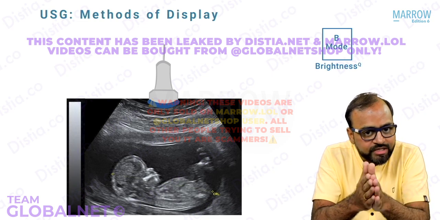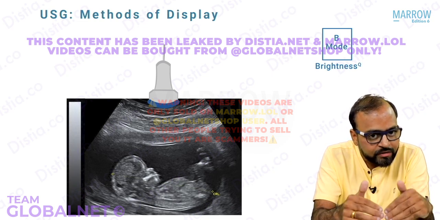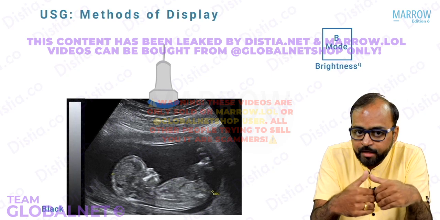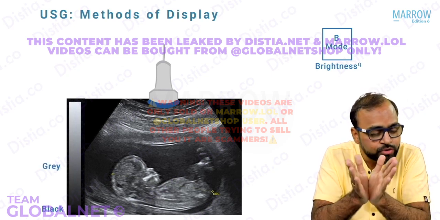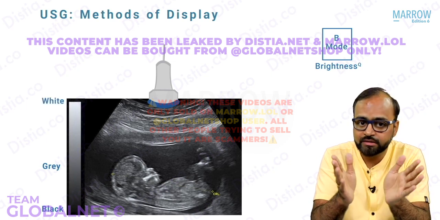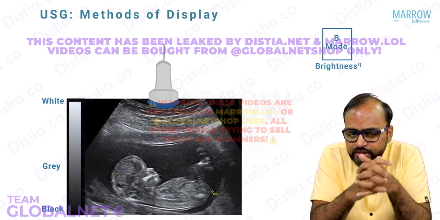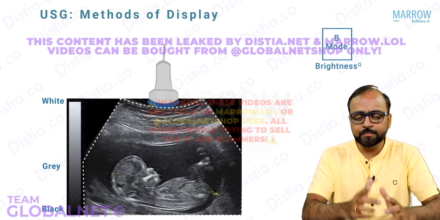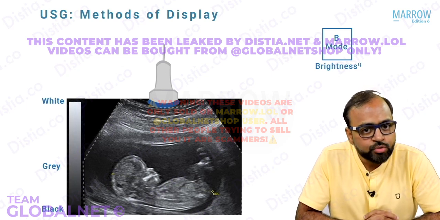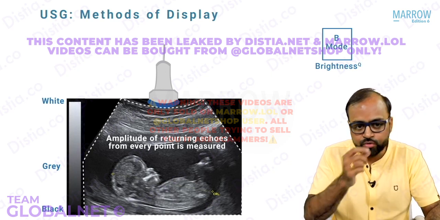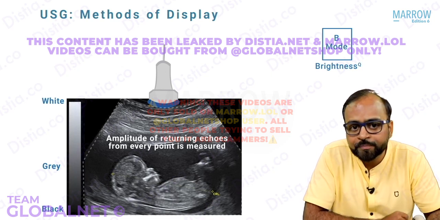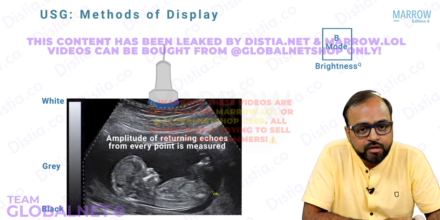What do you see on this gray scale? There is the bottommost part of the gray scale, which is jet black. As you come up, there are increasing shades of brightness, and at the top you see it is bright white, right? Now what the machine does is that in this area of the patient's body, the machine is going to try and measure what is the amplitude value of returning echoes arising from each and every point in this particular patient's body.